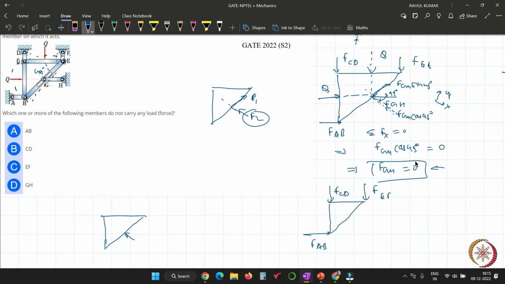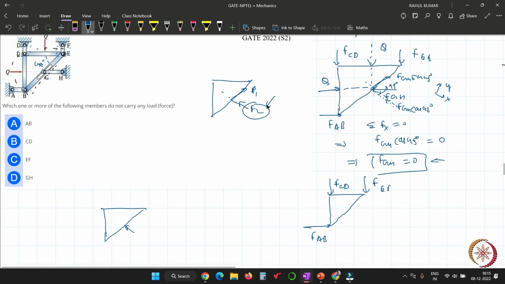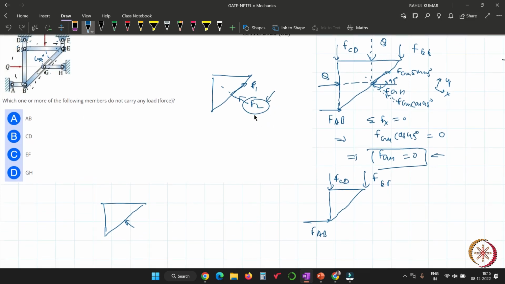Yes, sir. Can you kindly explain why we got FGH as 0, sir? FGH is 0 because, suppose according to you, I go in this direction and try to solve the problem by this FBD. What will you do? If you write the equation of equilibrium in this direction, according to this convention, summation of Fx equal to 0, then F2 equal to 0.